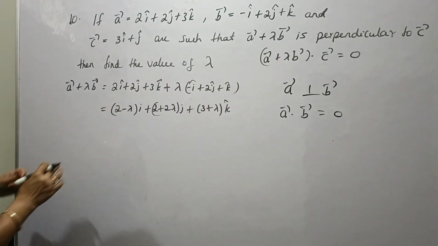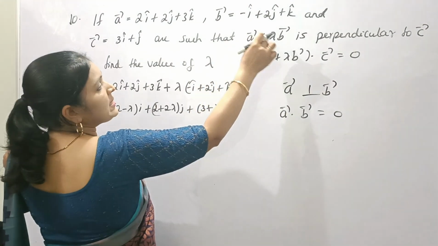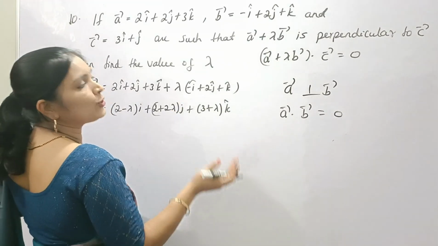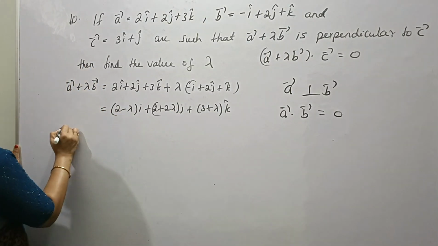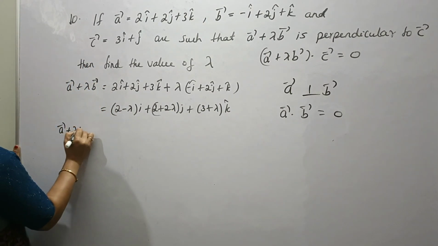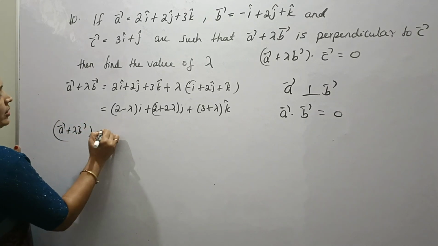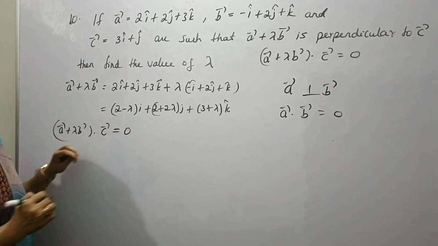Next, since vector A plus lambda vector B is perpendicular to vector C, vector A plus lambda vector B dot vector C is equal to 0.